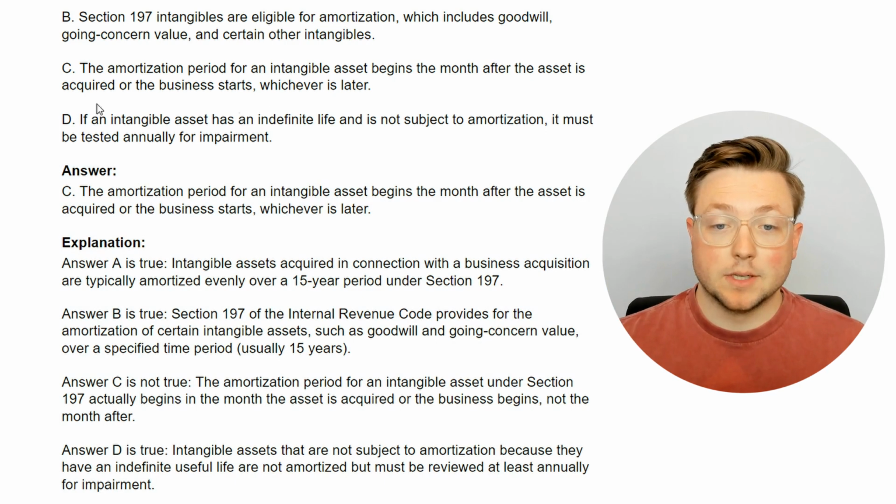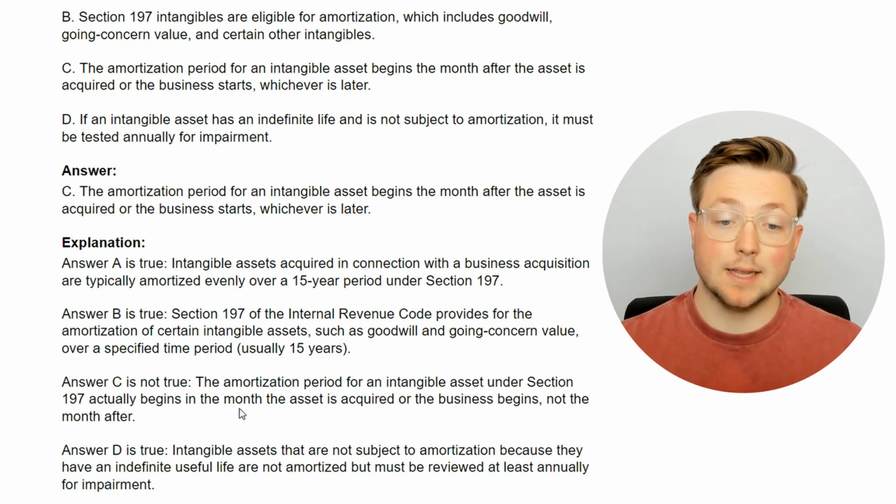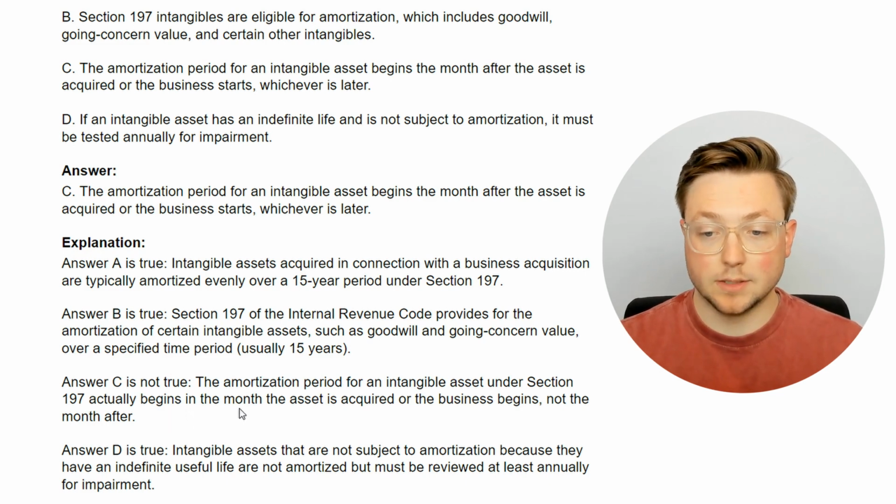Okay, so the amortization period begins the month after. So that was wrong. So let's read through these. Intangible assets acquired in connection with a business acquisition are typically amortized evenly over a 15-year period. Yep, that was right. We knew that. Goodwill, going concern, yep, over 15 years. The amortization period for an intangible asset under Section 197 actually begins in the month the asset is acquired or the business begins, not the month after.